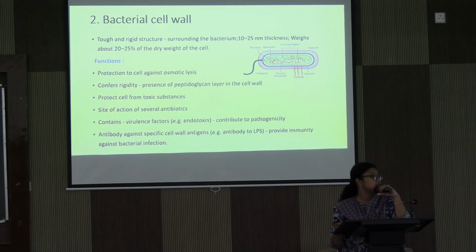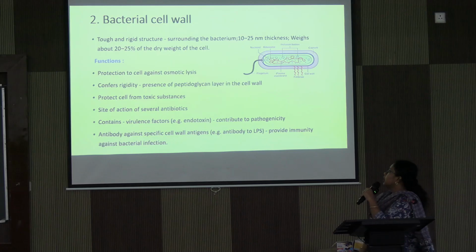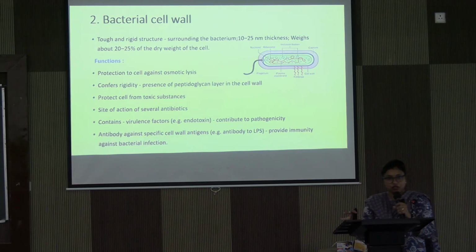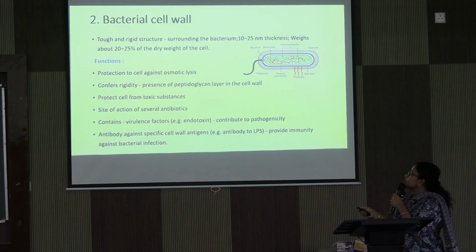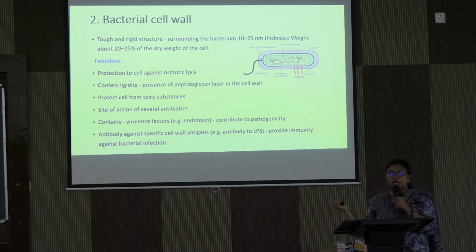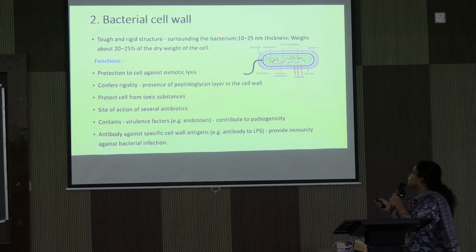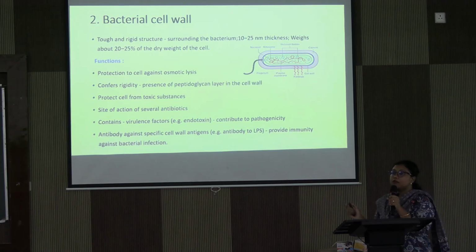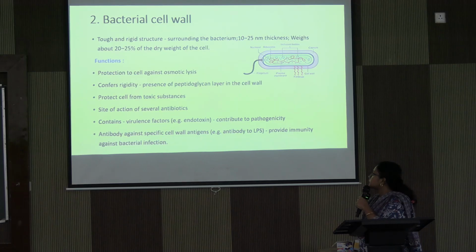Okay, next question is a short note on bacterial cell wall. Yes or no? You have the picture. Okay. So again, we are following one structure. First is the definition: it's a tough and rigid structure surrounding the bacterium. Then if you can remember, give the dimension, that is 10 to 24 nanometer thickness.